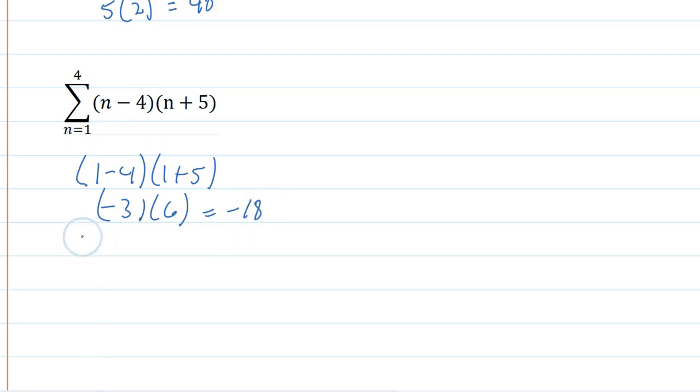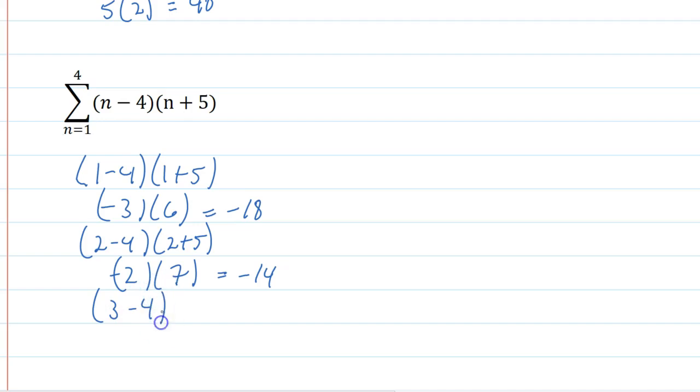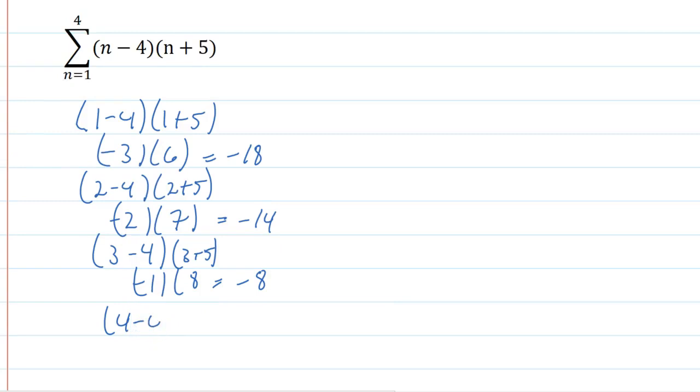Then do it again. 2 minus 4 times 2 plus 5. Notice every time I have an n, I'm simply increasing the number. That gives me negative 2 times 7, which gives me negative 14. Again, 3 minus 4 times 3 plus 5. Negative 1 times 8 is equal to negative 8. And one more time, 4 minus 4 times 4 plus 5. That gives me 0 times 9, which is equal to 0.